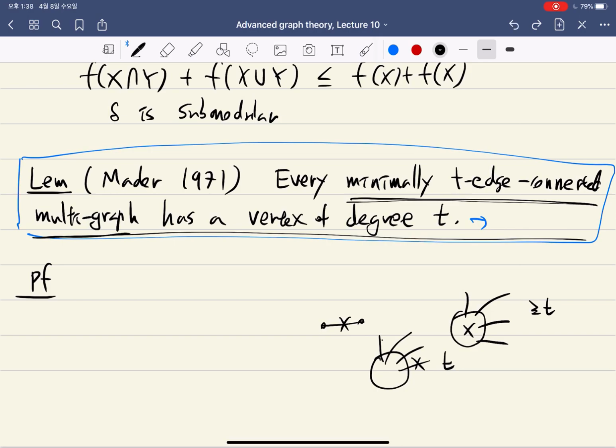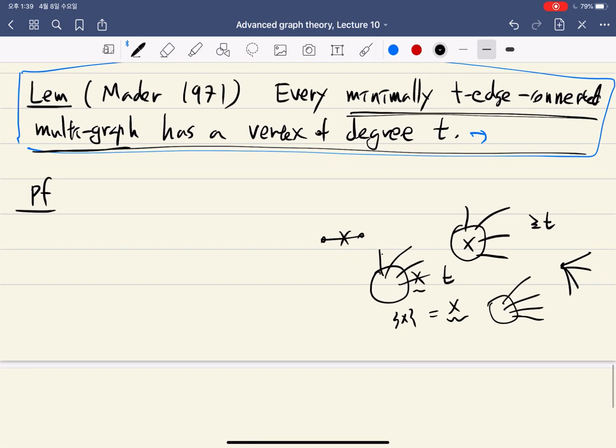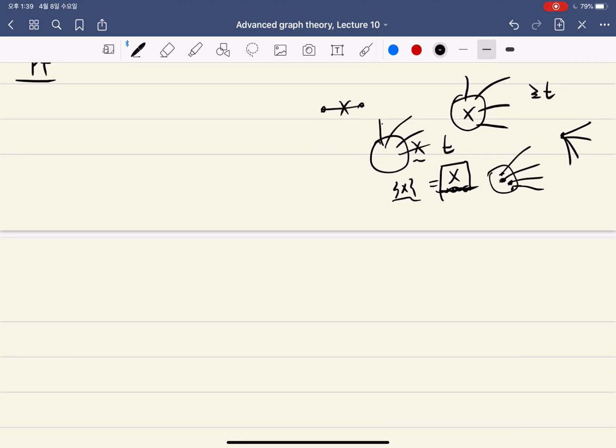So in a minimally t-connected graph, there exists a vertex set X which has exactly t edges leaving from X. And if this X happens to be just one vertex, then we are done. There is one vertex which has exactly degree t. So we want to show that if we take a minimal such set with exactly t edges leaving, among those we take the minimal one, and then we want to show that this is actually just one vertex.